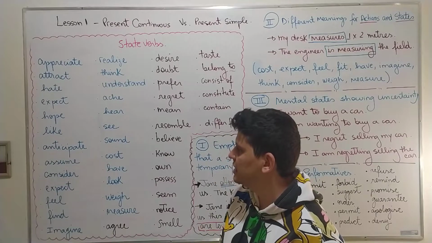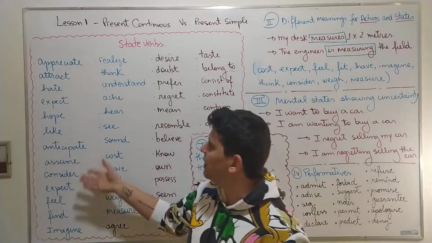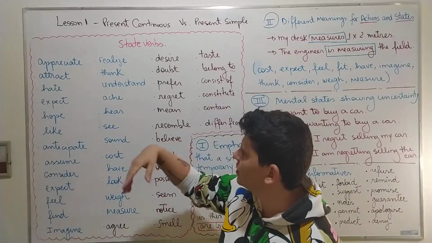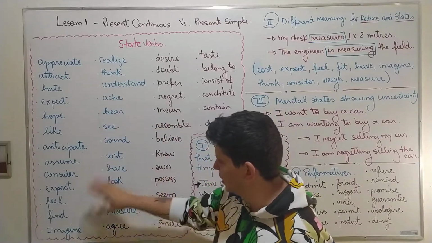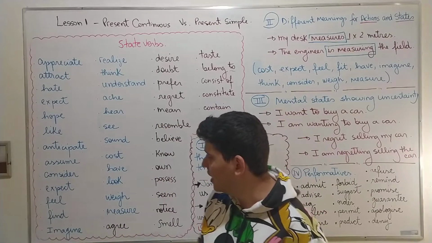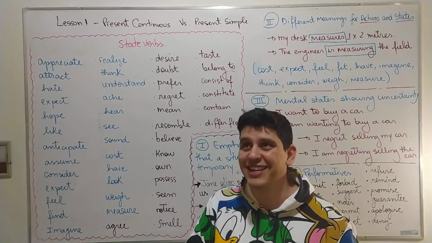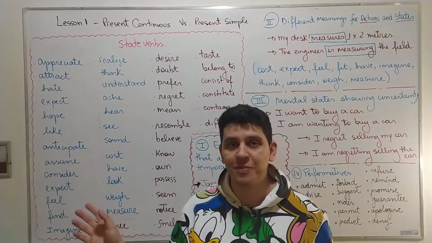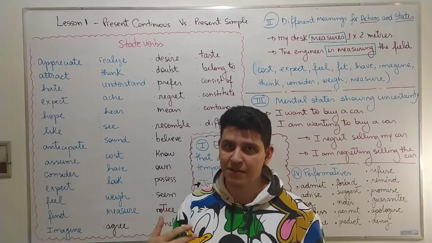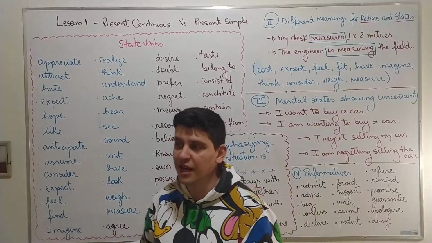Okay, so we can use it with expect, we can use it with appreciate, we can use it with hate, with all of these in blue. Okay, for example, let's imagine that I love English, so I don't find English grammar difficult. I don't find it. It's a fact about me. It's a state. I don't find it difficult.